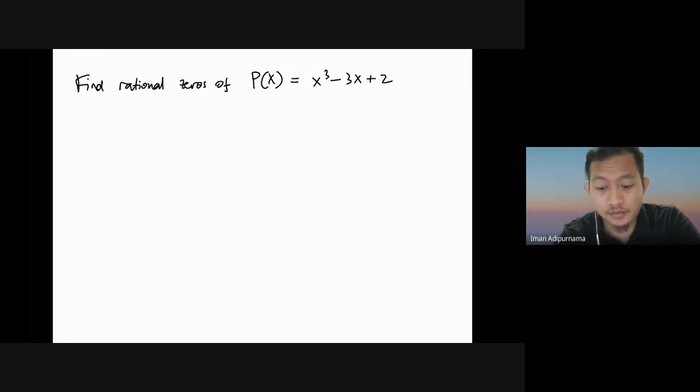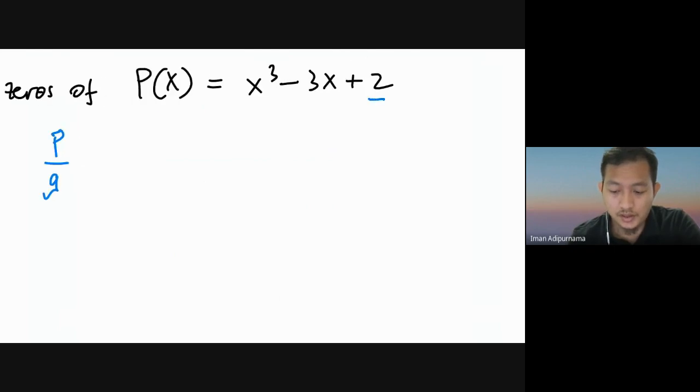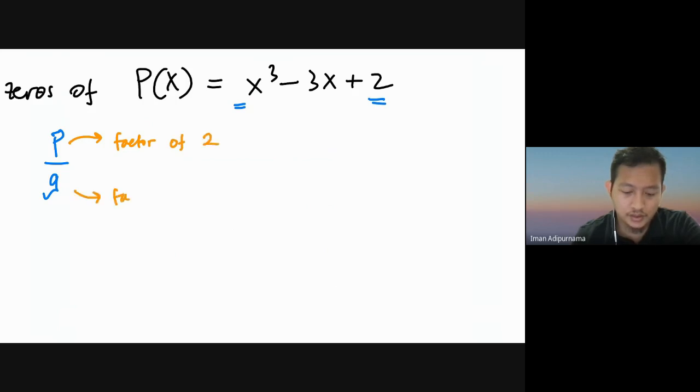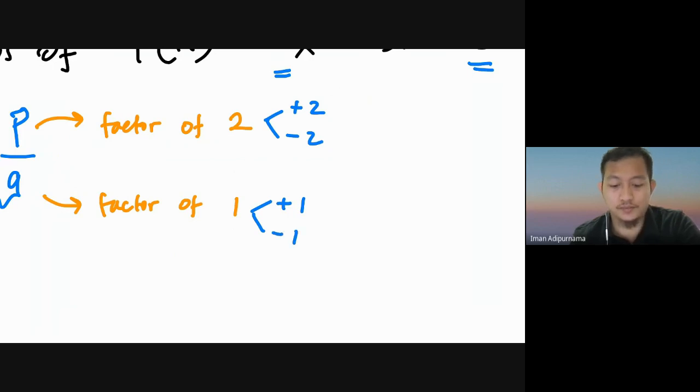Okay, now to check whether we have zeros and how many zeros we will have, we can check with our p over q. So p will be here, and q is here. But p and q, p should be a factor of 2, and q a factor of 1. What does it mean? For the factors of 2, we can have plus 2 or negative 2. For 1, we have plus 1 or negative 1.